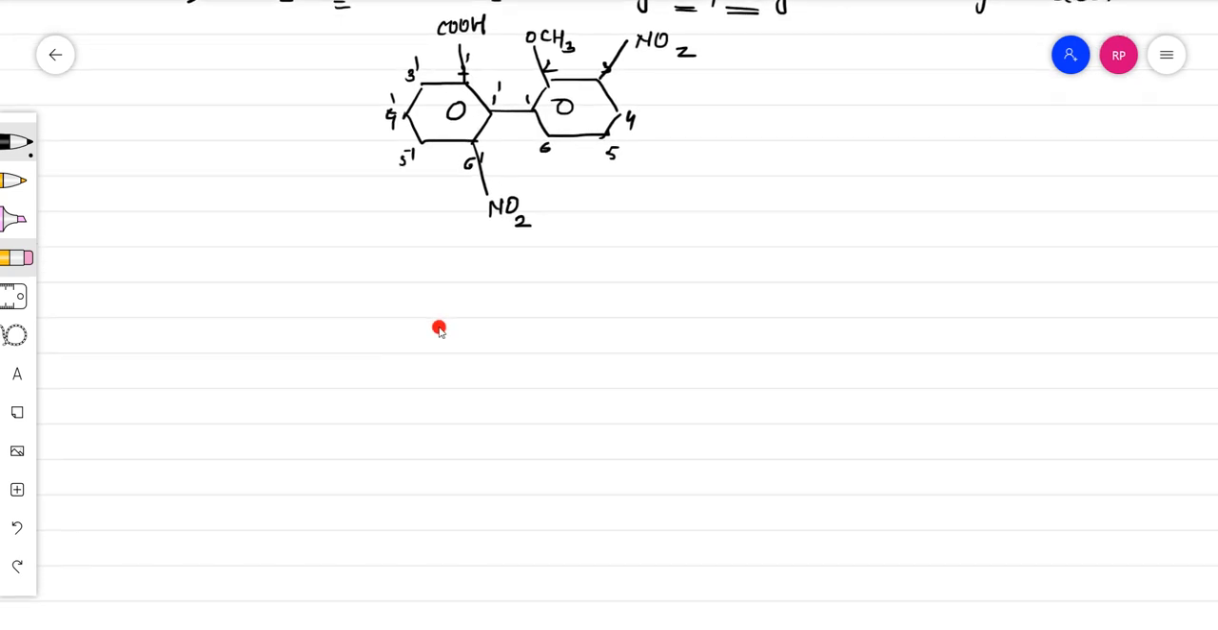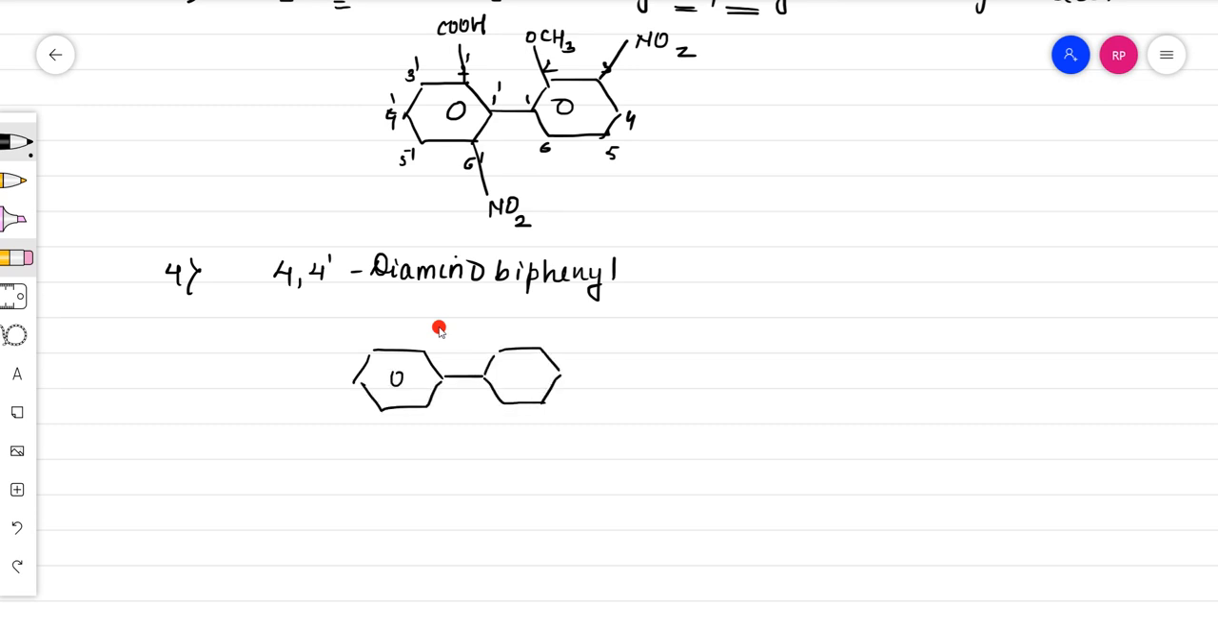Okay, let's go for one more. 4,4 dash diamino biphenyl or diphenyl. Okay, so again draw the biphenyl ring structure. Number it: 1, 2, 3, 4, 5, 6, 1 dash. To any side I said you can number: 4 dash, 5 dash, 6 dash, 4, 4 dash. So NH2, NH2. Okay, this is very easy to understand.